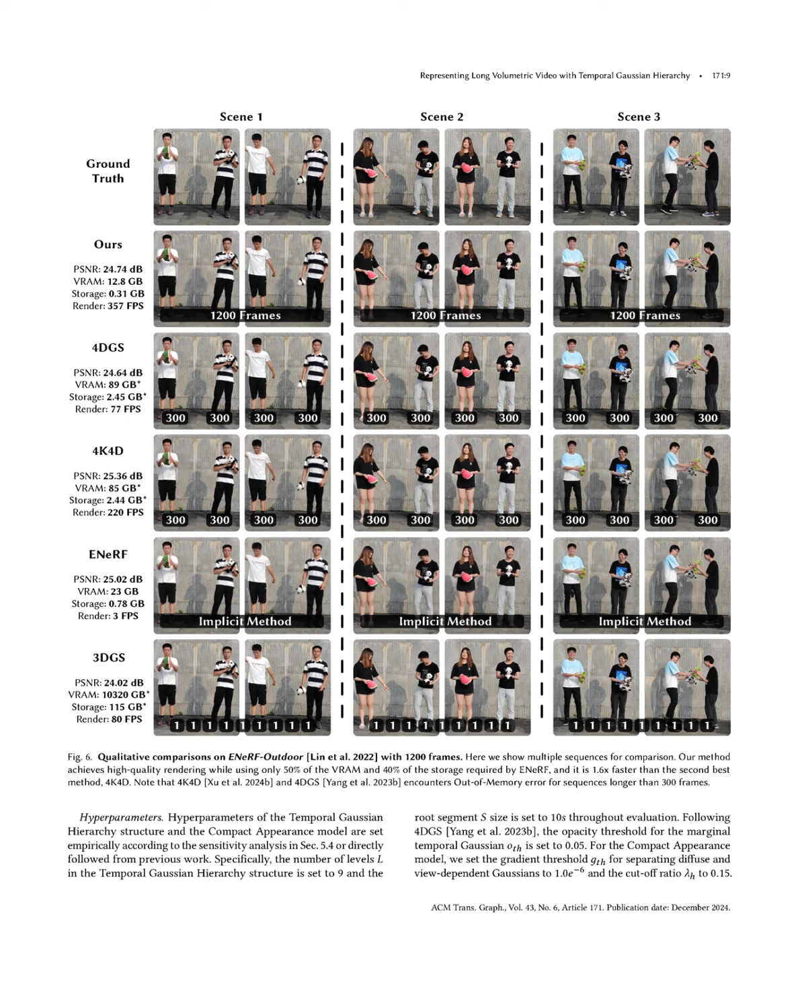The temporal Gaussian hierarchy, TGH, is validated through a series of experiments using various datasets, including Neural 3DV, NeRF Outdoor, Mobile Stage, and a newly created dataset called SelfCap, which features long multi-view sequences ranging from 2 to 10 minutes. The experimental design involves comparing TGH against state-of-the-art baseline methods, such as 3DGS, 4DGS, and NeRF, focusing on metrics like PSNR, SSIM, and LPIPS to evaluate image quality, alongside VRAM usage, storage requirements, training time, and rendering speed.